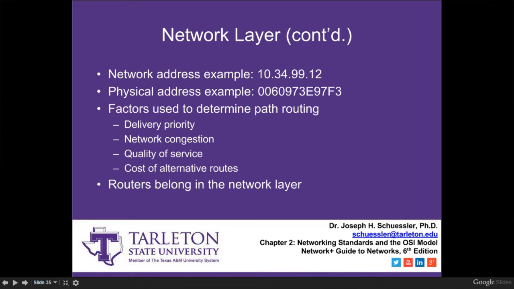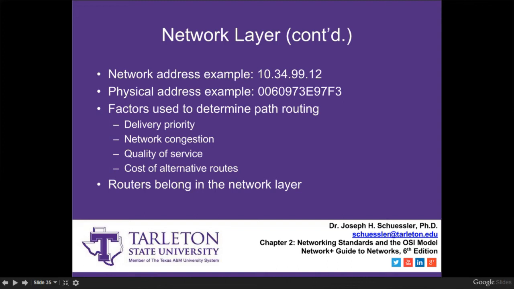I say it's not assigned. There are some unique situations where you can actually assign your own network MAC address or hardware layer address, but for the most part they're set by manufacturers, and so we don't have control over those numbers.